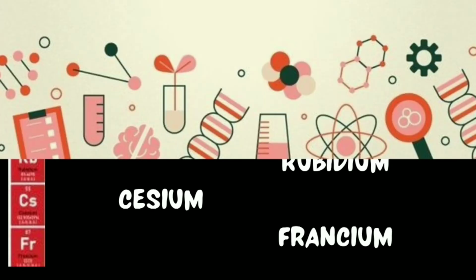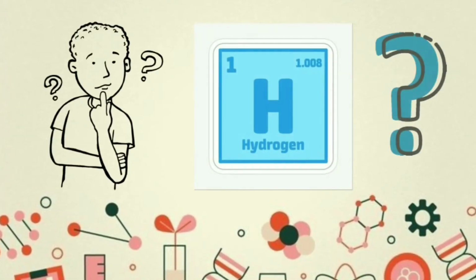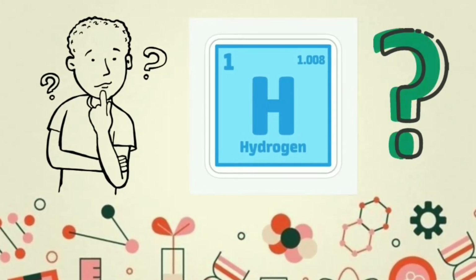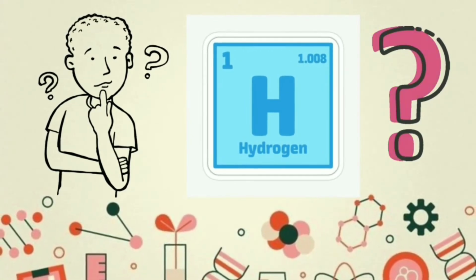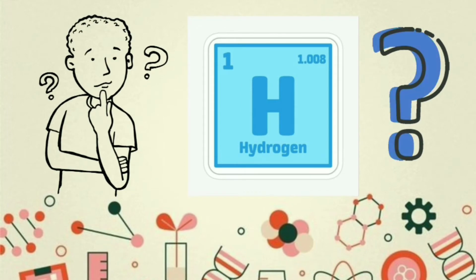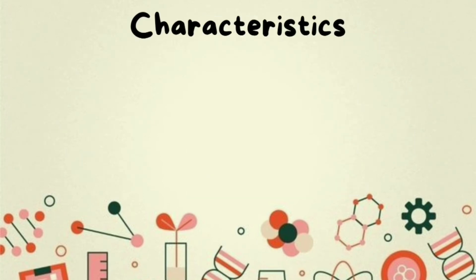You may wonder why hydrogen is not included as an alkali metal. It is true that hydrogen does have one valence electron in its outer shell. The reason it is not considered an alkali metal is that it does not have low ionization energy and is capable of bonding with itself to form a diatomic molecule. Now, let's proceed to the characteristics of alkali metals.